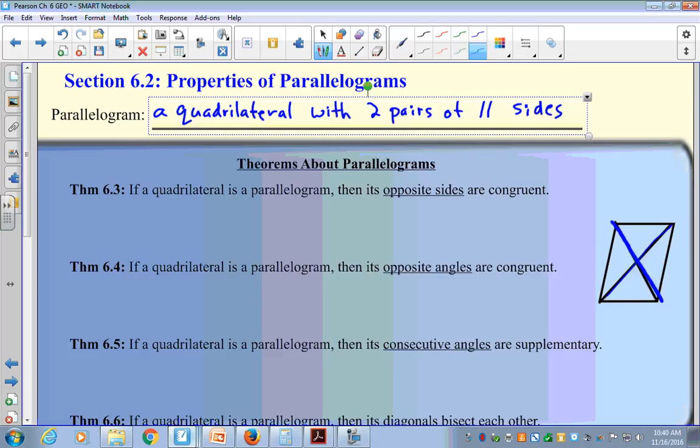As we hit these theorems, we're going to fill in our quadrilateral. So the first property of a parallelogram is that its opposite sides are congruent. So let's put a congruent mark on the top and the bottom, and then a double congruent mark on the left and the right. That shows that the top and bottom are congruent, and the left side and the right side are congruent.